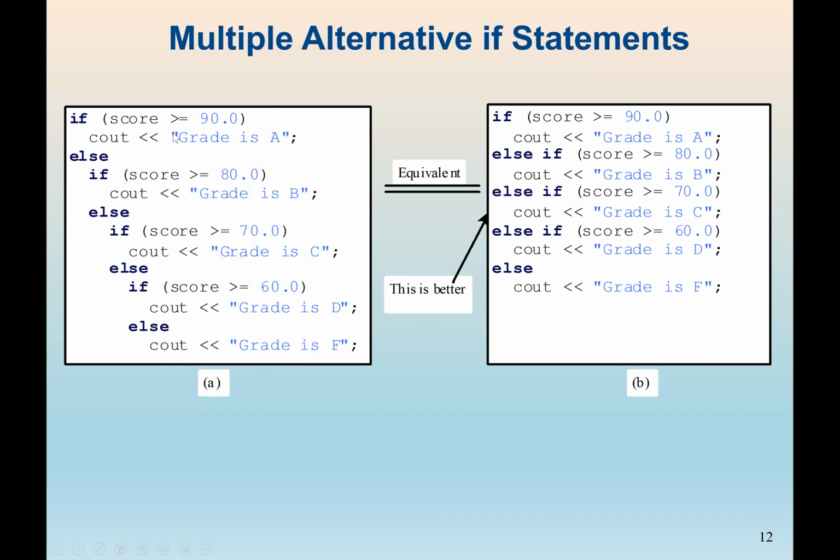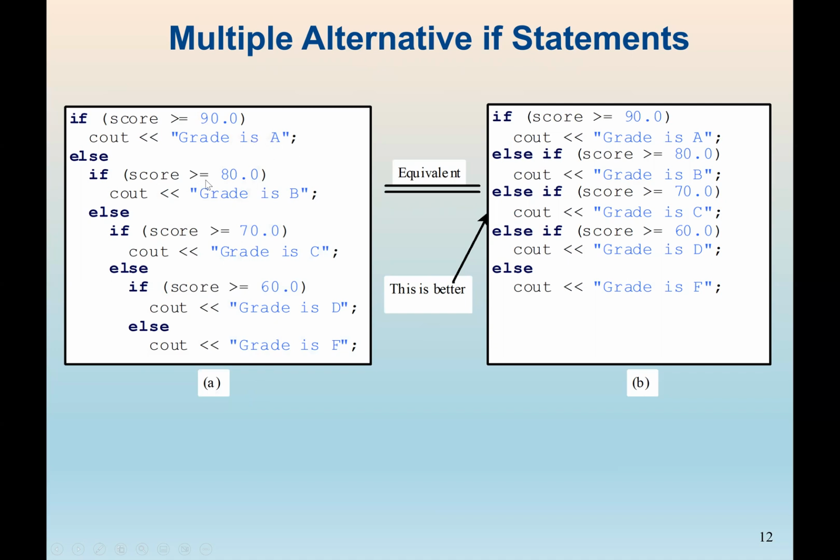I can say, okay, if score is greater than or equal to 90, grade is A. Then if score is greater than 80, grade is B. If score is greater than 70, grade is C. Now, the reason why we don't use only if throughout is that if the first condition is true, the second condition will be tested also. So for example, if the student enters, let's say, 91, grade A is going to be printed.